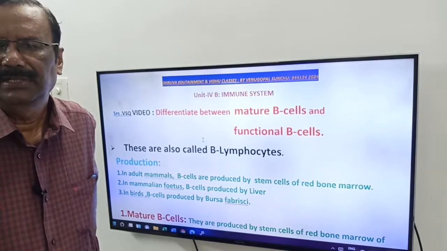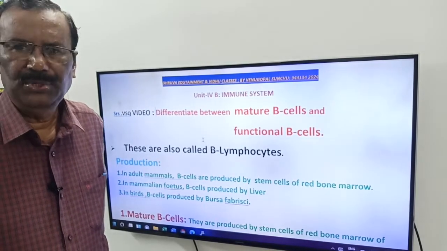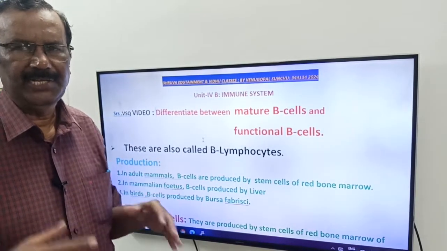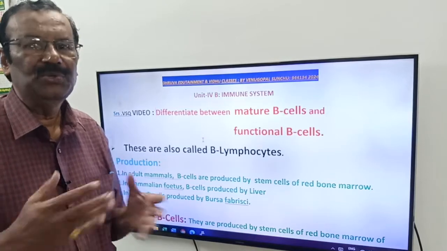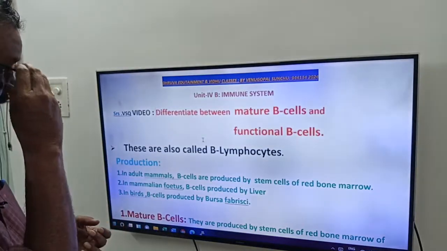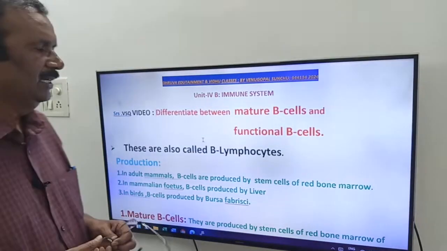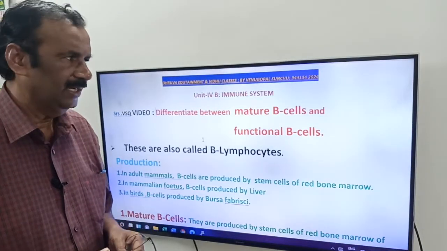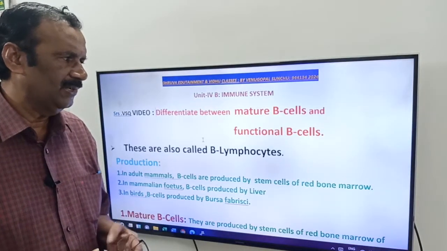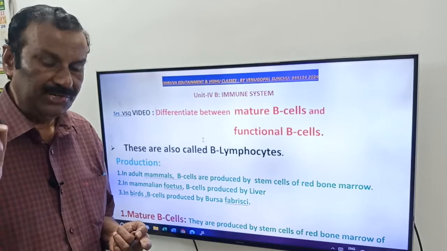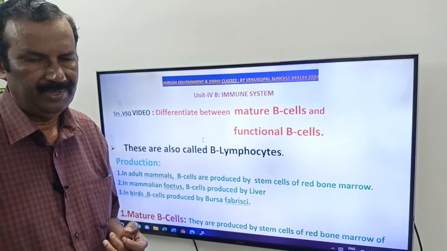Friends, this VSQ is also from Unit 4B of Intermediate Second Year Zoology, that is from the Immune System. Friends, what is our question? Differentiate between mature B cells and functional B cells.